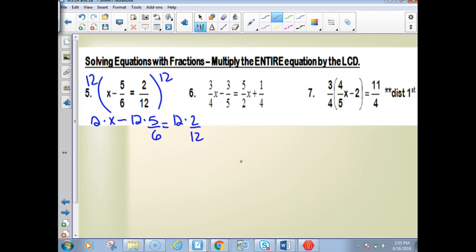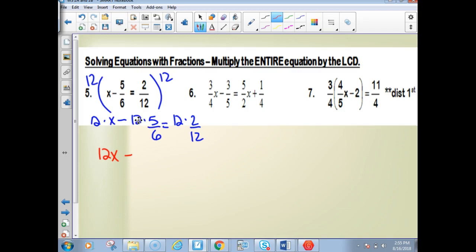And once you get it, you can skip steps in between depending on how good you are and comfortable you are with the fractions. 12x would be 12 times x. Now bring down minus. If I look at this, before I multiply, instead of doing 12 times 5 and getting big numbers, this would be a little simpler.